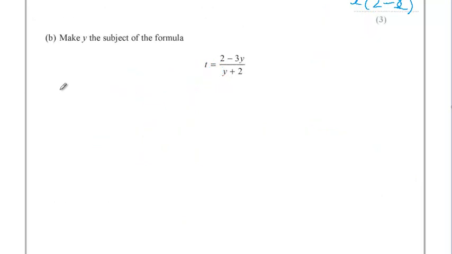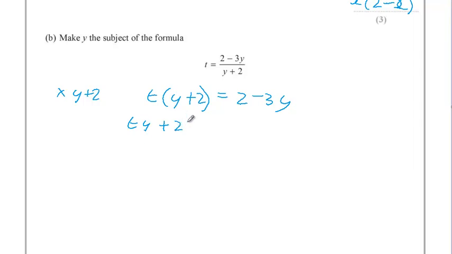Okay, we're times by y plus 2. So that gives us t, y plus 2 equals 2 minus 3y. Expand this, keep it in alphabetical order, ty plus 2t equals 2 minus 3y. Bring all the y's to one side, take the t's the other.